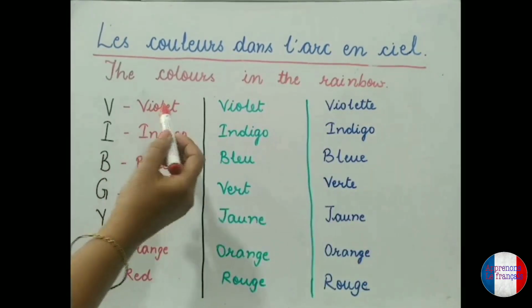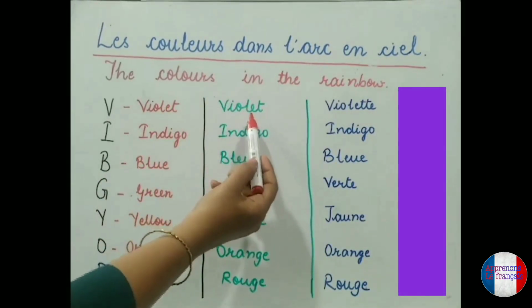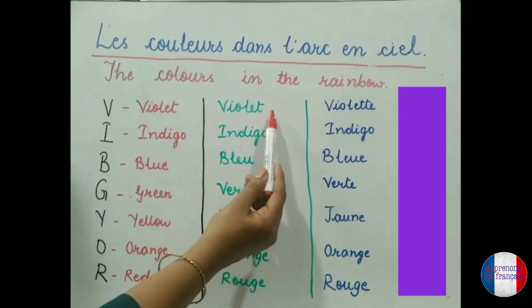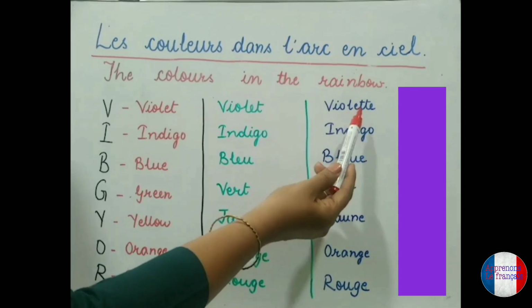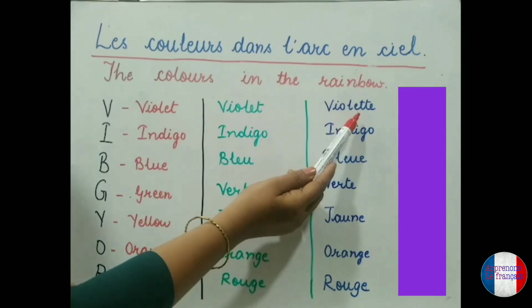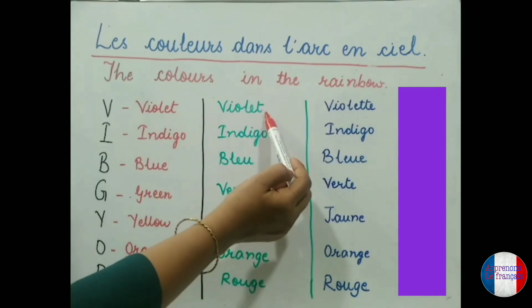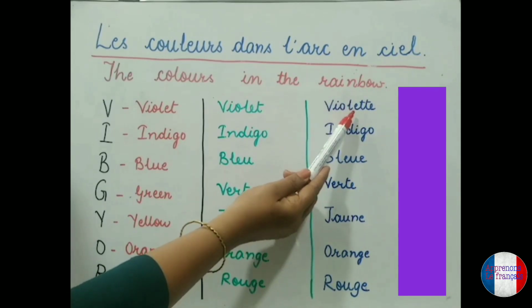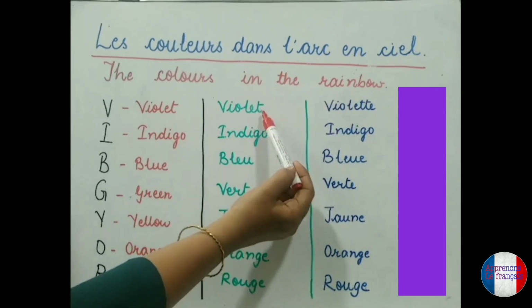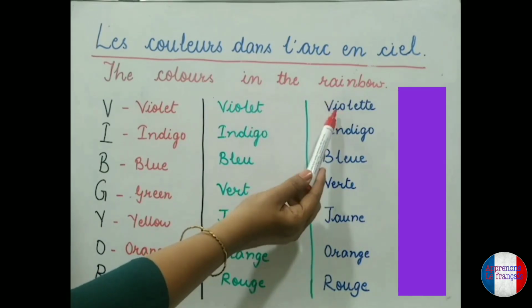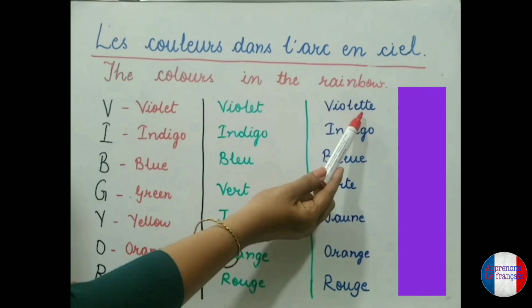So, violet is violet in French, and if we have to make it feminine, as I told you, the colors are adjectives and they have to be accorded according to the noun. If it is masculine, we'll use a masculine adjective. If it is feminine, we have to change it into a feminine adjective. So, masculine violet will be violet, and in feminine it is violette.